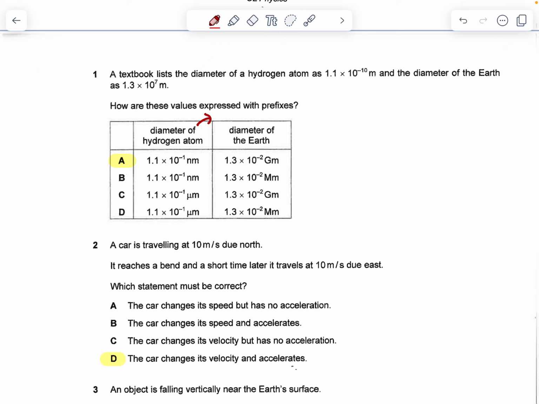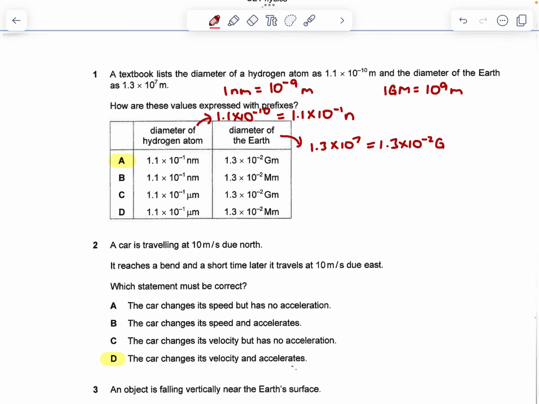So for the diameter of a hydrogen atom, 1.1 times 10 to the power of minus 10 is equal to 1.1 nanometers, because we know 1 nanometer is equal to 10 to the power of minus 9 meters. The diameter of Earth is given as 1.3 times 10 to the power of 7, convert it to 1.3 times 10 to the power of minus 2 gigameters. As we know, 1 gigameter is equal to 10 to the power of 9 meters. So the answer is A.